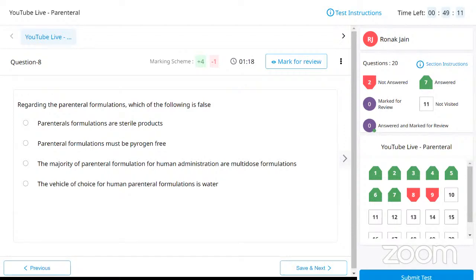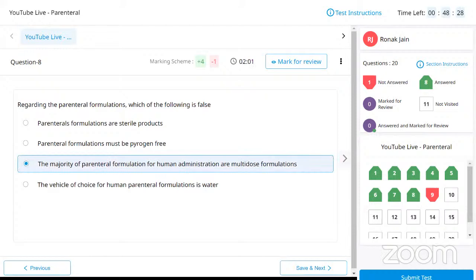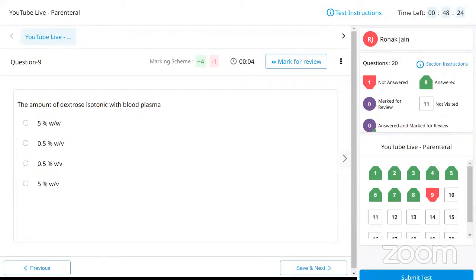Because there is no specific distinction on whether we have to make it multi-dose or single-dose. The formulations are created according to the need, according to the use and according to the drug. In the market both single-dose and multi-dose formulations are available. There is no specific percentage or majority which can be accounted for, whether it is majority or minority. It's purely based on the drugs being used and the use that is required. So the answer for this is option 3. This is the false statement. Okay, move on to the next.